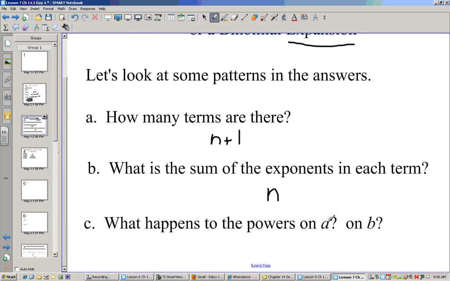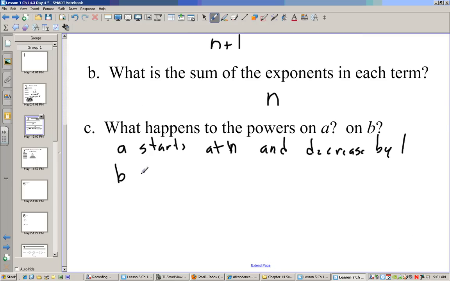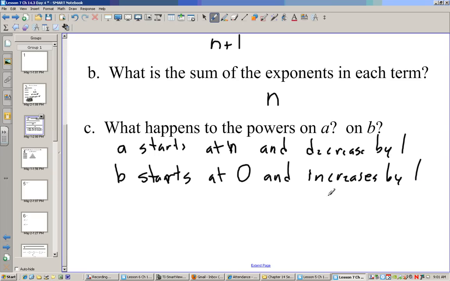What happens to the powers on a and what happens to the powers on b? Well, a starts at the max. A starts at n and decreases by 1 each term. B starts at 0, so it starts at 0 and increases by 1 up until it gets to n.